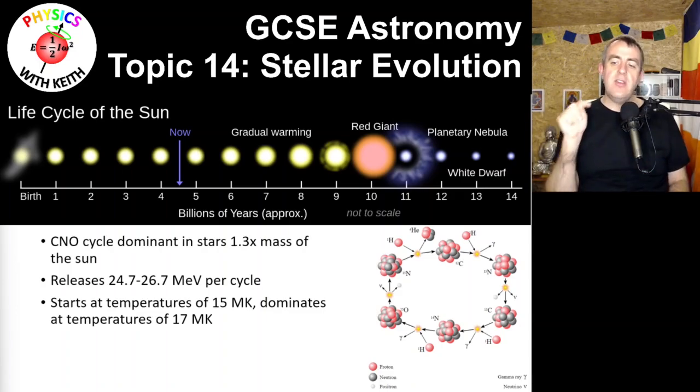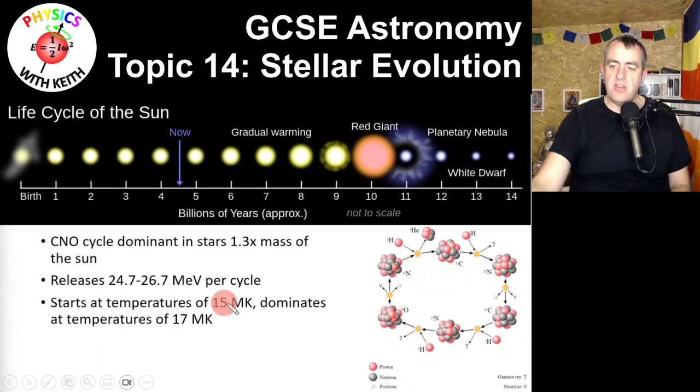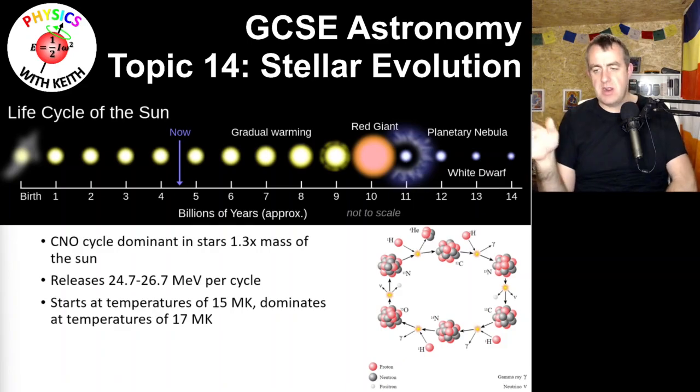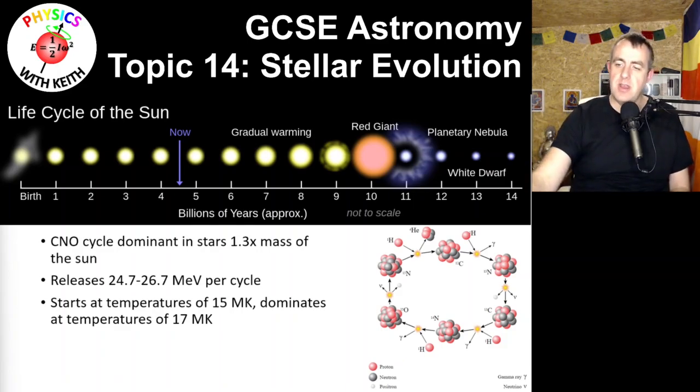Now, it turns out that this only happens in the more massive stars, but it's the most dominant in stars around 1.3 times the mass of the sun. That's interesting. It releases loads of energy each cycle. It starts at temperatures of about 15 million Kelvin, and about 17 million Kelvin is where it becomes the most significant fusion reaction. So not 100 million, but around those sorts of temperatures.